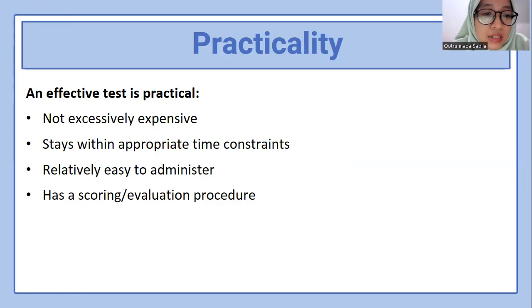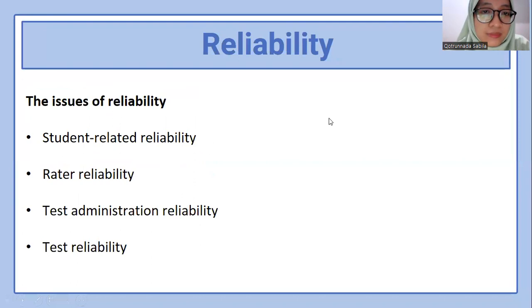Practicality. An effective test is practical. This means that it is not excessively expensive, stays within appropriate time constraints, is relatively easy to administer, and has a scoring or evaluation procedure that is specific and time efficient.